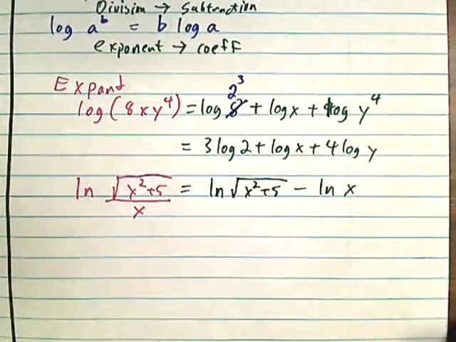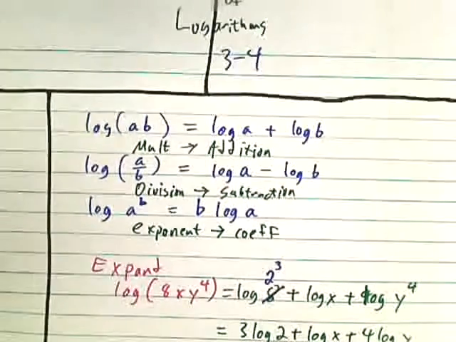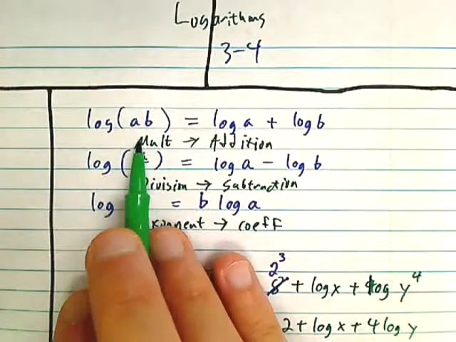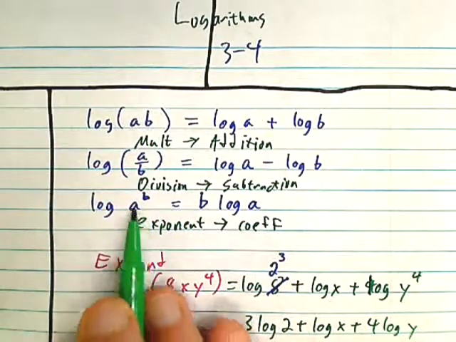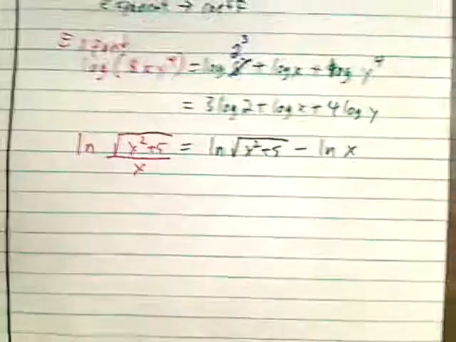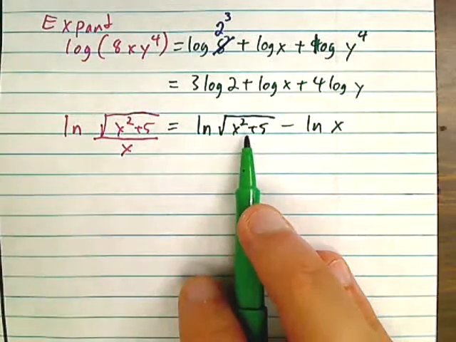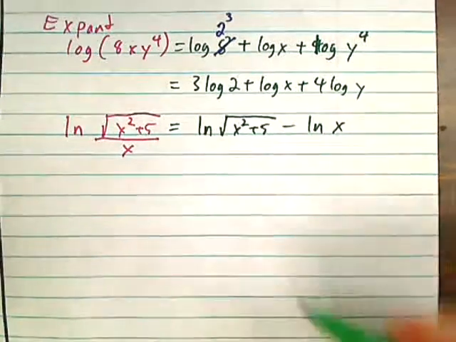Remember, let me scooch my notes up real quick. Multiplication inside the log becomes addition. But I don't have a rule for anything for addition inside the logarithm. So because I have addition inside the logarithm, I don't have any rules for that. So I'm just going to leave that alone.